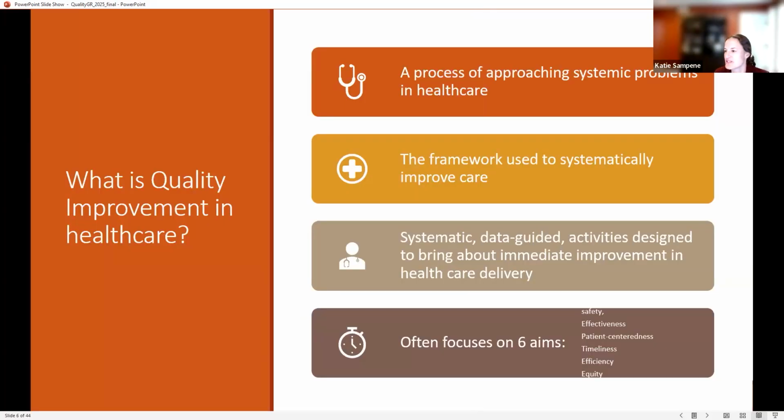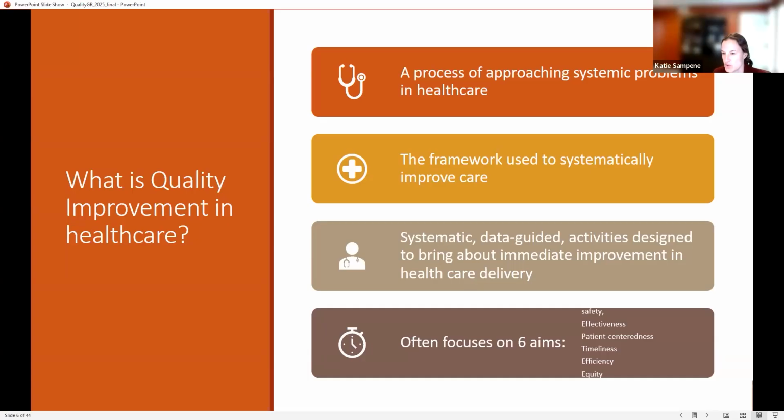So what is quality improvement? What it is essentially is a process of approaching systematic problems in healthcare. And it's a framework for us to use to be able to do that. It's guided by data, and the activities are designed to bring about essentially immediate improvement in healthcare delivery.